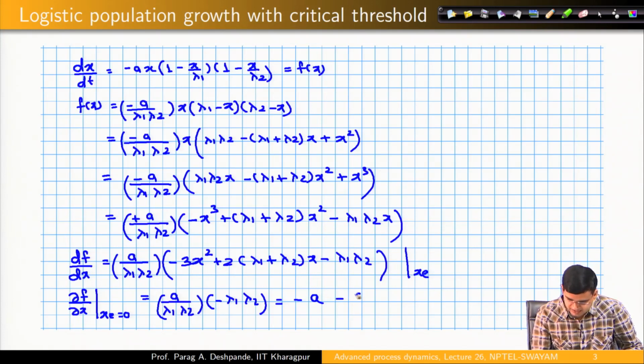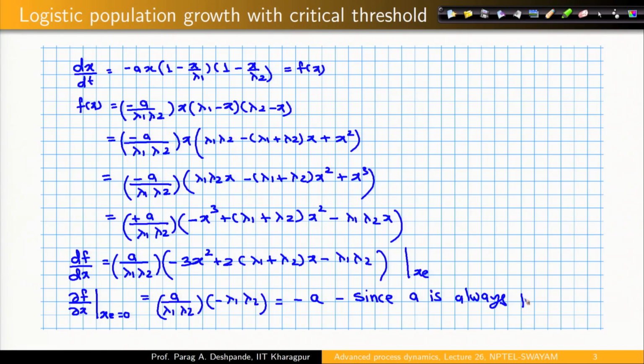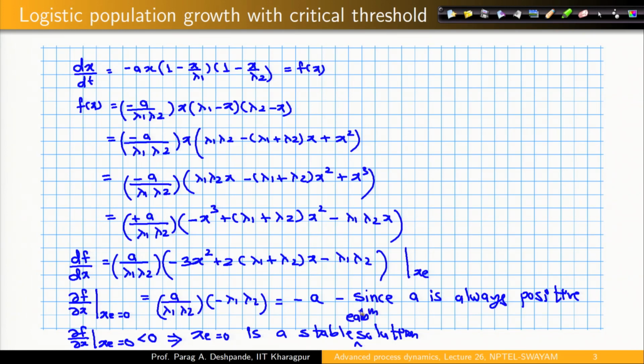And we know that since a is always positive, I can write ∂f/∂x at x_e = 0 is always less than 0, which means that x_e = 0 is a stable solution. Okay. x_e = 0 is a stable equilibrium solution, right.